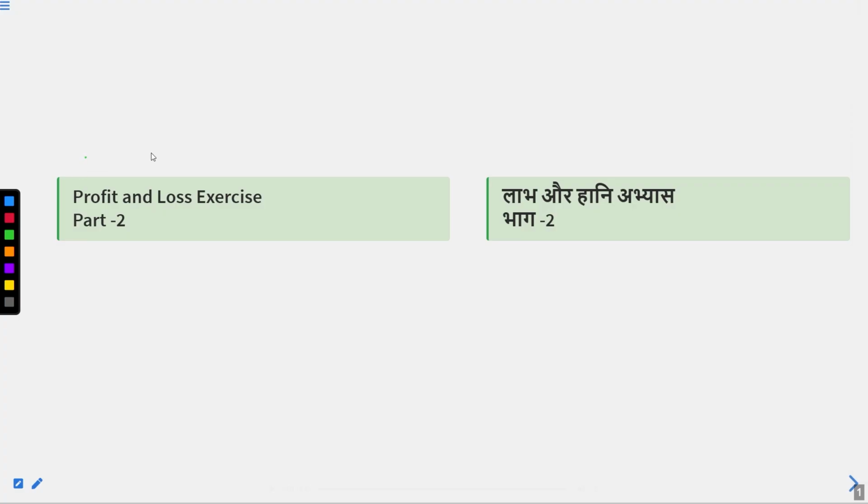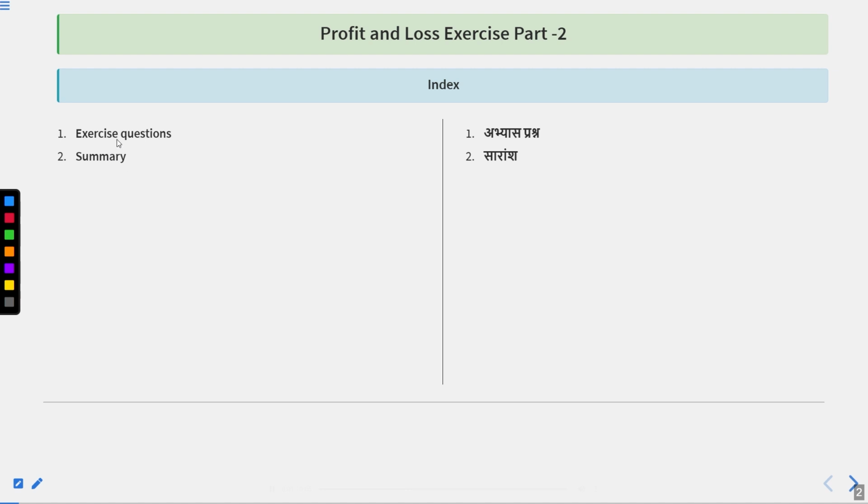Hello students, in today's class we will discuss profit and loss exercise part 2. So the index is exercise questions and a summary of today's lecture.